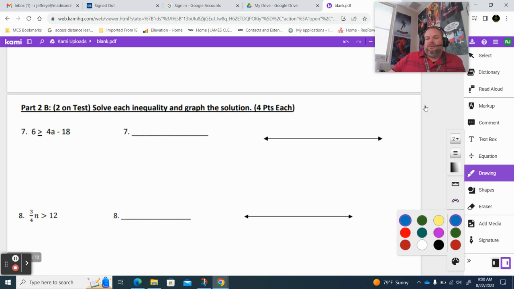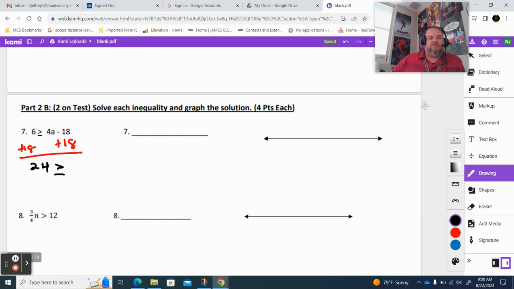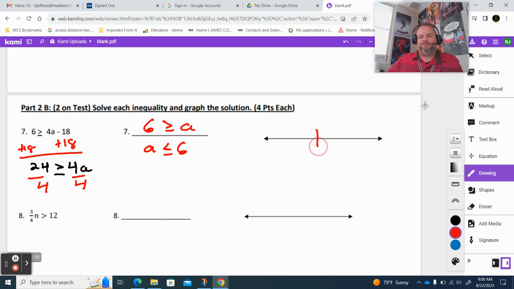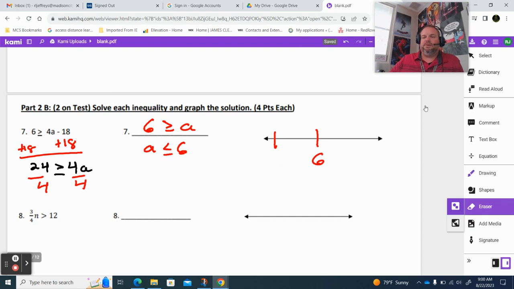Okay. All right. We've got to add 18 to both sides. Okay. So we get 24 greater than or equal to 4a. So we get 6 is greater than or equal to a. Or if you wanted to write it this way, this is the same thing. Okay. You can put 1, you can put 2. It doesn't matter. Okay. I know some people will do this. Well, not that, because that'd be wrong.